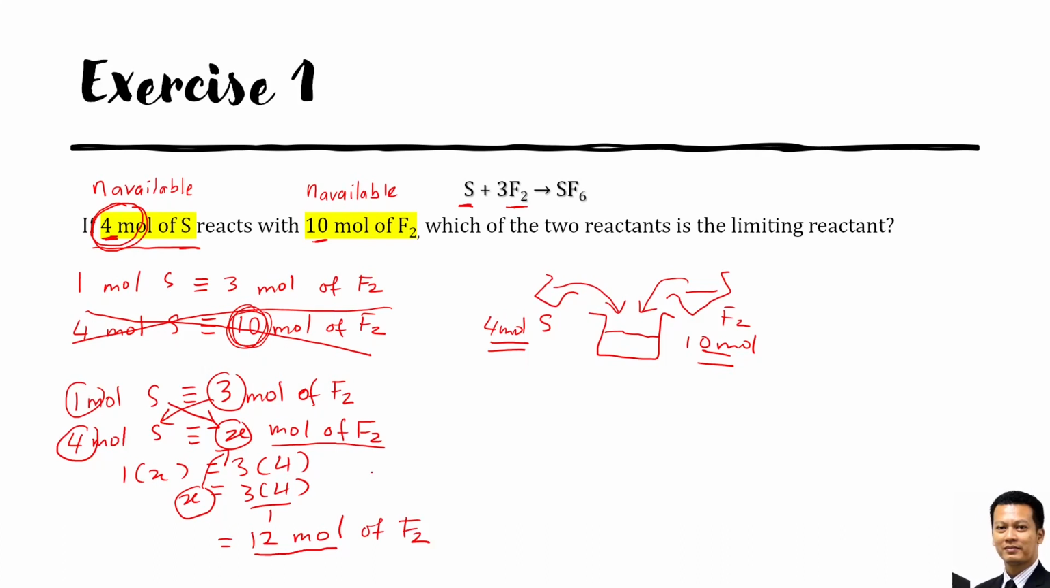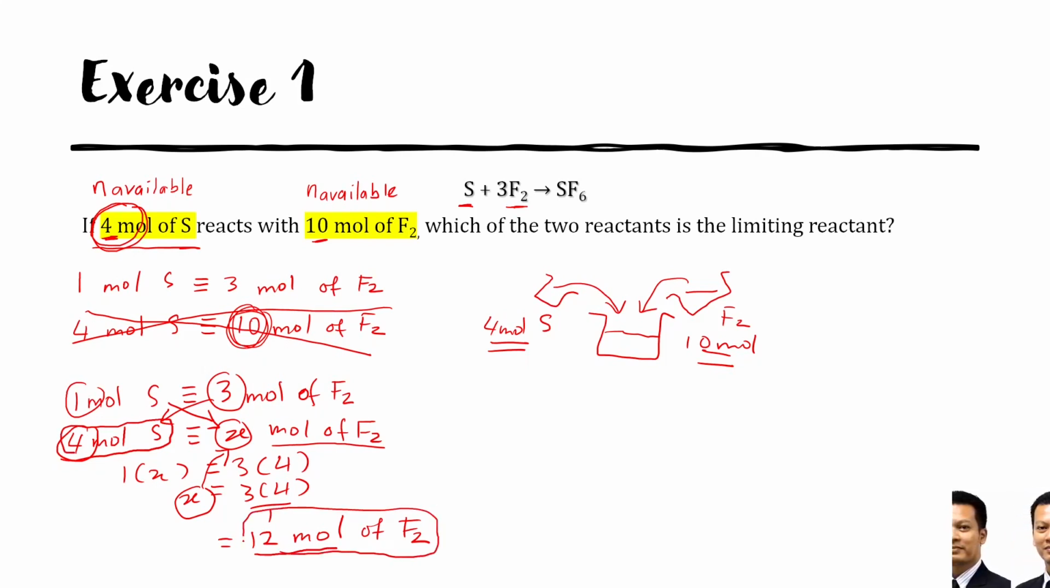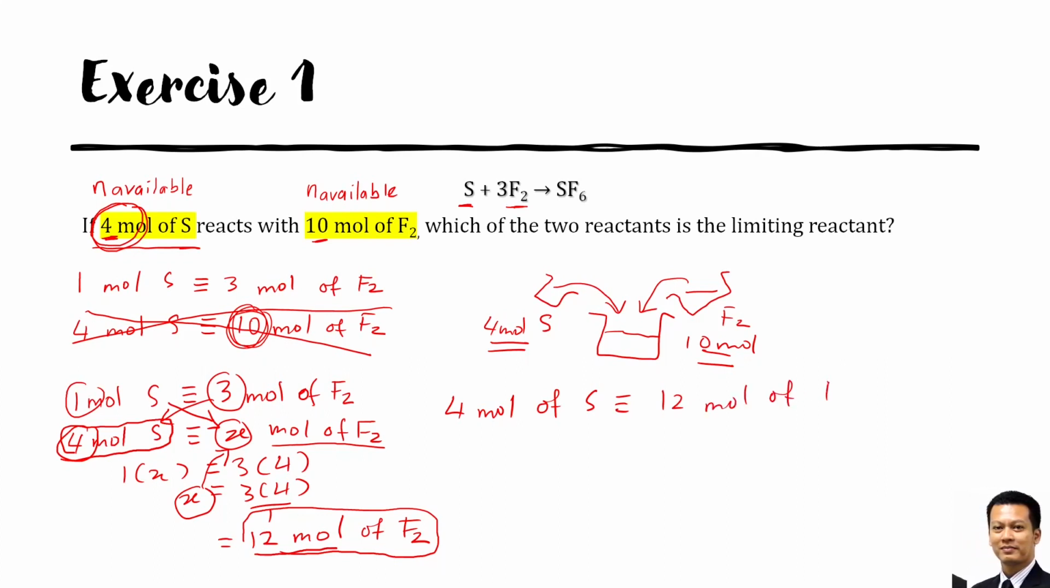Okay, so here you can see that stoichiometrically, when you have 4 mole of S, it will react with 12 mole of F2. Okay, let me just write down again. So 4 mole of S actually will react with 12 mole of F2. Okay, so 12 mole here is the N calculated, or sometimes we also write N needed. Okay, it's the same. N is referring to the number of mole.